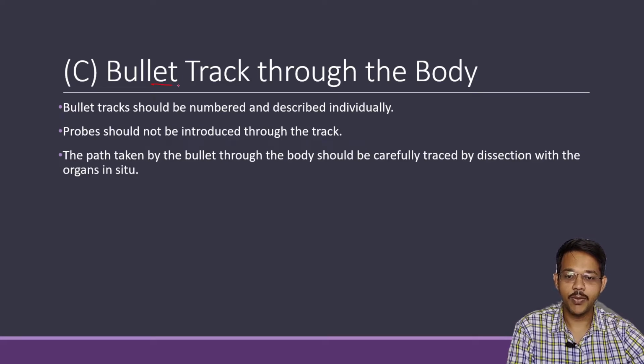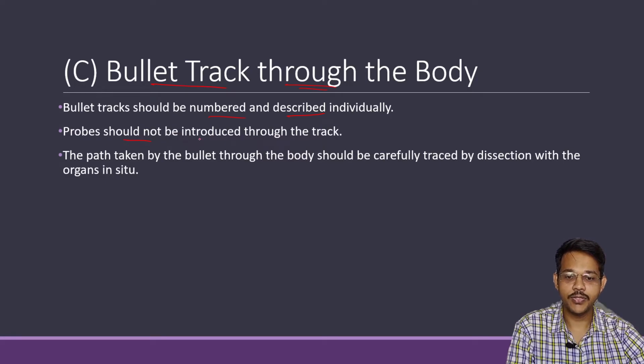Then we have to describe the bullet track through the body. As the bullet enters the body, it usually forms cavitation, and as it enters, huge damage occurs in the surrounding tissue. So this track has to be noted down to find the bullet which may not have exited from the body. This will help in determining the exit wound if present, or finding the bullet which is present in the body. Bullet tracks should be numbered and described individually for each individual bullet hole.